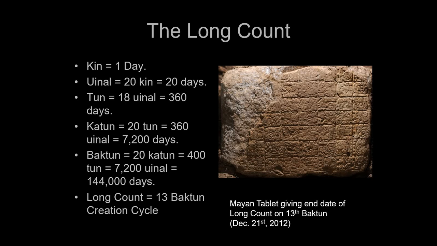So 13 Baktun is the length of the creation cycle. This is the infamous tablet that gave the long count of 13 Baktun that was supposed to end on December 21st, 2012. This was the one that Michael Coe initially interpreted as the Mayan prophecy about the end of the world.